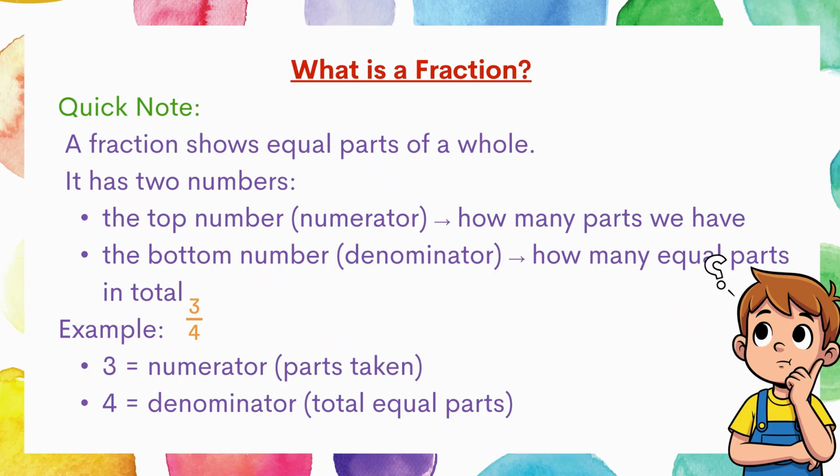So in a fraction, we use two numbers. One is on the top, called the top number, and the second is at the bottom, the bottom number. The top number is called the numerator, and the bottom number is called the denominator. These two are very important points. So 3 is the numerator, and 4 is the denominator. We have to remember this.